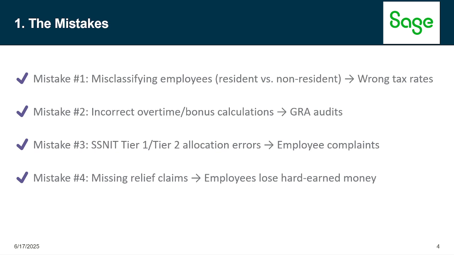Mistake number four, missing relief claims. The payroll laws in Ghana made provision for employees to have some relief, to lessen their tax burden. Is your staff benefiting from this system? We will explain some few things over there as time goes on.